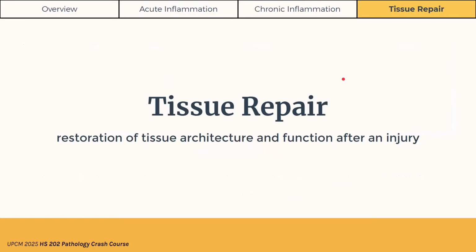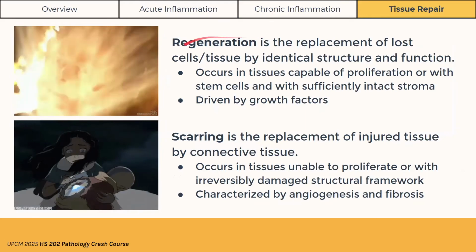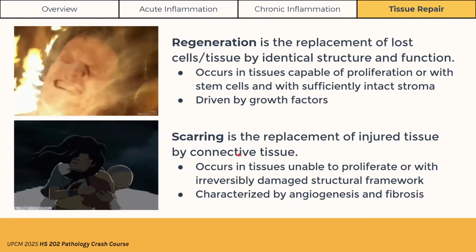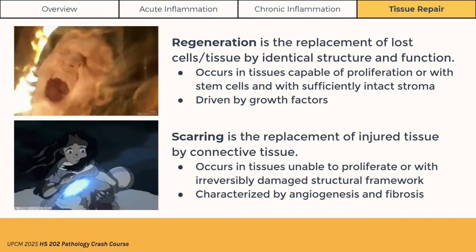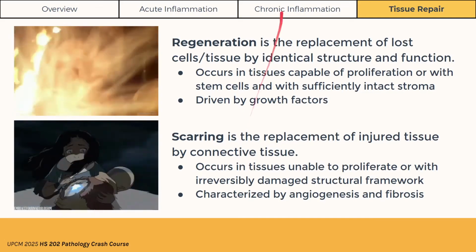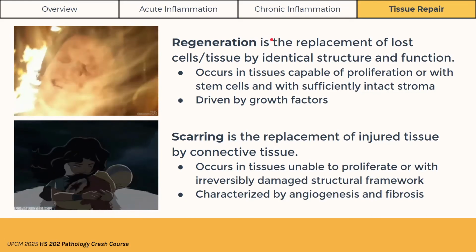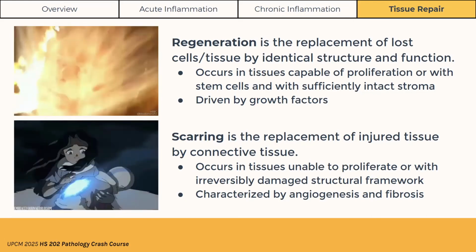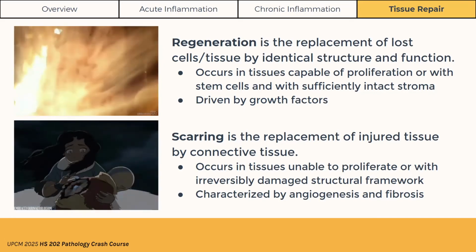So, tamang segue lang to tissue repair, which refers to the restoration of tissue architecture and function after an injury, which is very important for the survival of an organism. Meron siyang 2 main processes, regeneration and scarring. For tissues na kayang mag-proliferate or with a stroma or parang base na intact pa rin para pwedeng mag-proliferate yung cells doon, regeneration ang nangyayari since pinapalitan mo basically yung mga nawala or nasirang cells with the same type of cells na nawala. And kayang gawin ng katawan yan with the help of growth factors na galing sa macrophages and sa cells within the area.